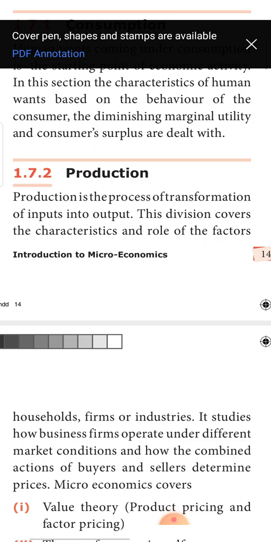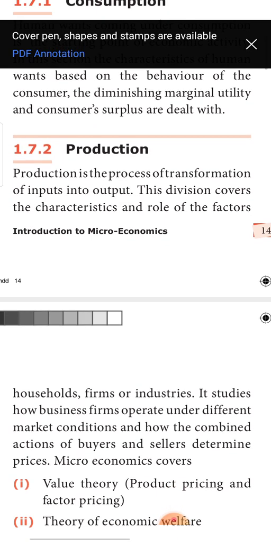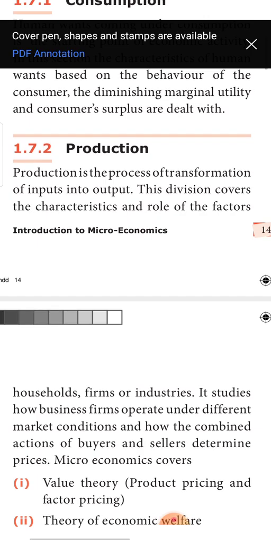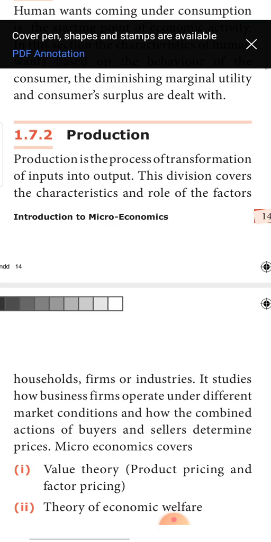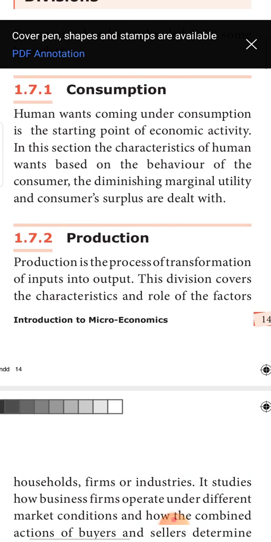Consumption is a primary activity to consume the commodities to satisfy human wants. Goods have to be produced. What is production? It is the transformation of inputs into outputs. That's all. What is production? It is a conversion or transformation. It is a process of conversion of inputs into outputs.